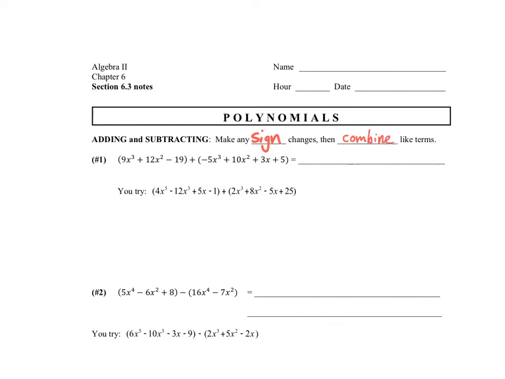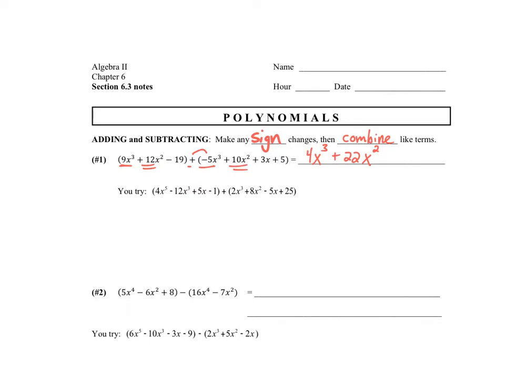Okay, so we'll talk about sign changes here. When there's a plus sign, there really are no sign changes to make, because when you're adding a -5, it's just plus -5, so there's nothing to worry about. We'll talk about that when we start doing subtraction. If we look at our like terms, we have 9x to the third plus -5x to the third. 9 plus -5 is 4x to the third. Then we have a positive 12x squared plus positive 10. 12 plus 10 is 22x squared.